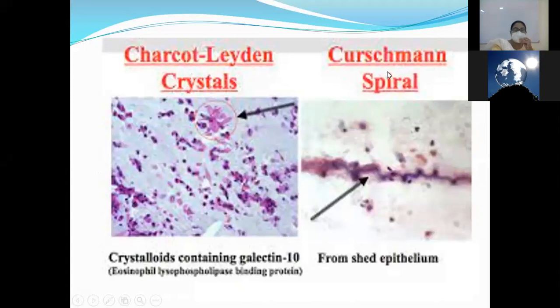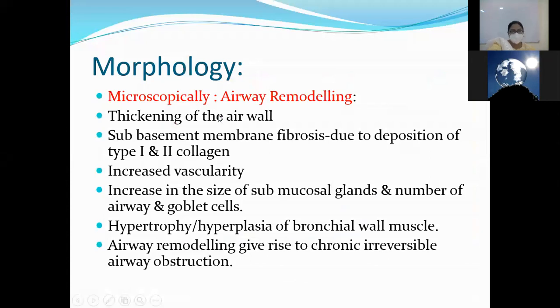Curschmann spirals are basically seen in a mucus plug, and these are due to the shedding of epithelium. Okay, and the Charcot-Leyden crystal is basically due to a breakdown of eosinophils and the combination of eosinophil protein with galectin-10. Clear? These are the crystals. Okay. So microscopically, as I already told you, in an asthmatic patient there is an increase in all things of the airway, like increased thickness of basement membrane, smooth muscle hyperplasia, increased number of eosinophils, increased thickness of mucus layer, etc.